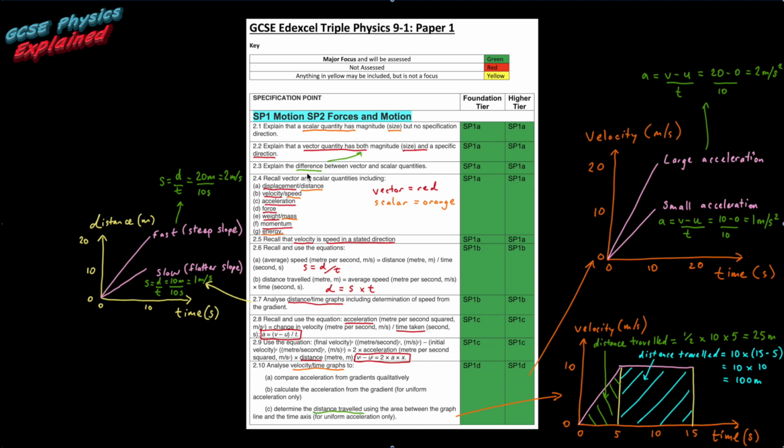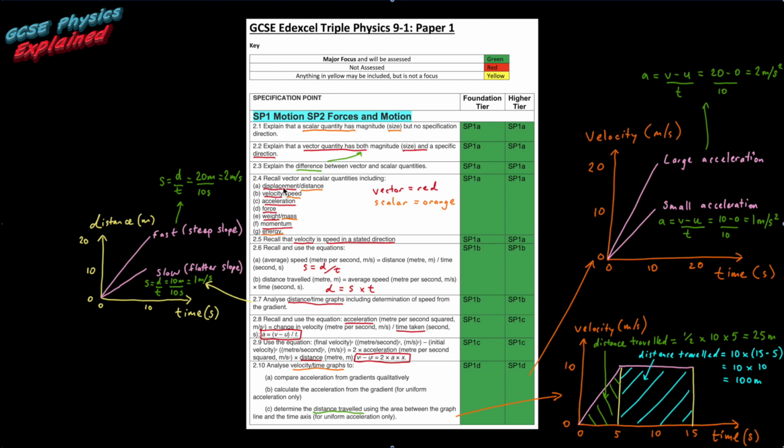You've got to be able to explain the difference between vector and scalar quantities. Well, that's basically what I've just explained there. A vector quantity has size and direction, but a scalar quantity has only size. You've got to be able to recall vector and scalar quantities, including, so I've underlined the vector in red and I've underlined the scalar quantities in orange.